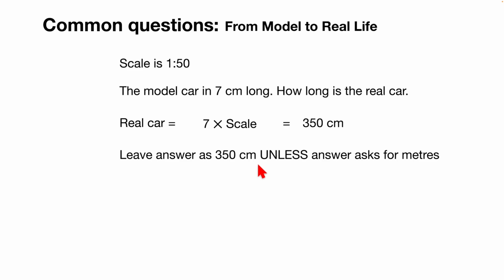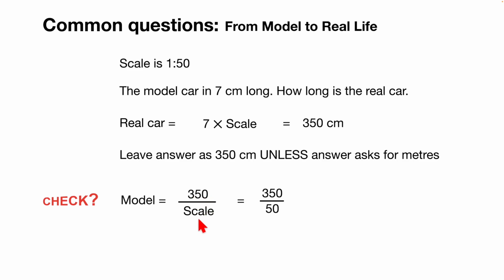Why complicate things? And of course we can check. We ask ourselves, if the real car is 350 centimeters, how long will it be in the model? Well, the model is equal to 350 divided by the scale, which is equal to 7 centimeters. So that got us back to where we started. So I feel good about that. What did we do? We applied the scale. In this case, multiplying the model length to get to the real length. And then we didn't bother to convert.